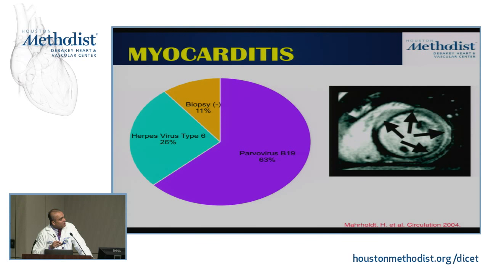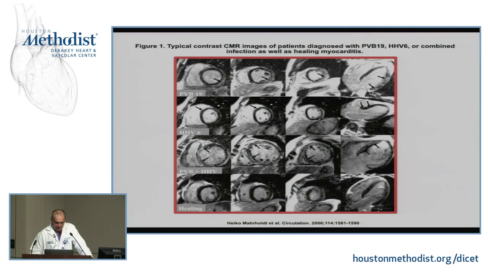And about a quarter of the time, it was herpes type 6 virus, and about 2/3 of the time, it was parvovirus B19. Now, in addition to that, this was a follow-up publication from the same group where they actually noticed that different viruses tend to affect different parts of the myocardium. So most of the patients with the parvovirus, which again affected about 2/3 of the cases, presented with more of a lateral wall pattern of hyperenhancement, whereas those patients with the herpes type 6 virus tended to present with more of the septal pattern of hyperenhancement.